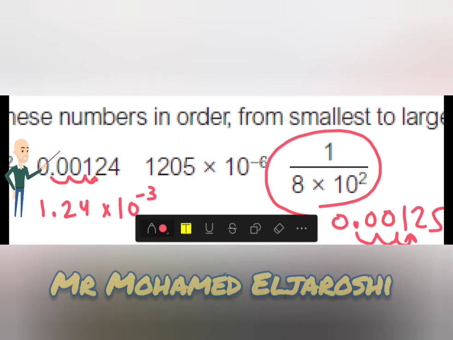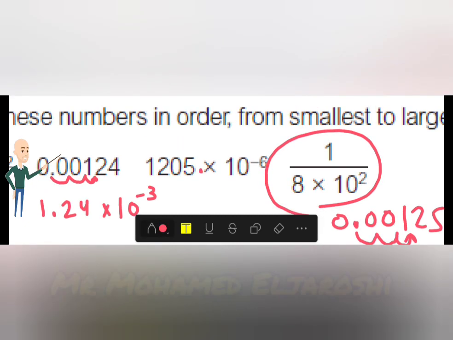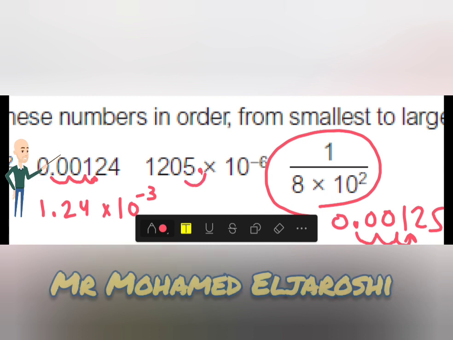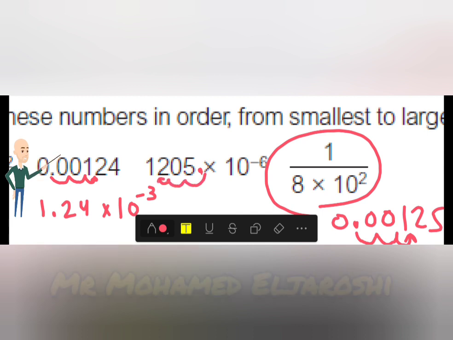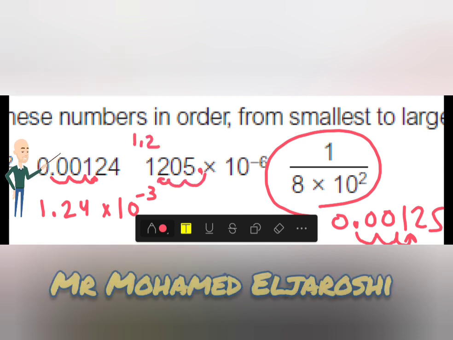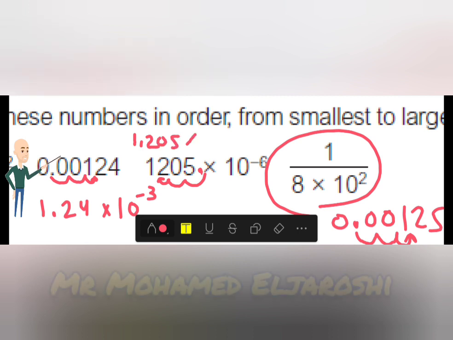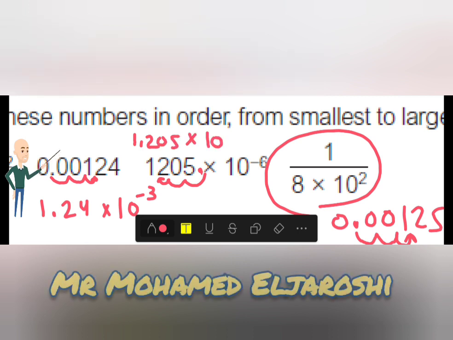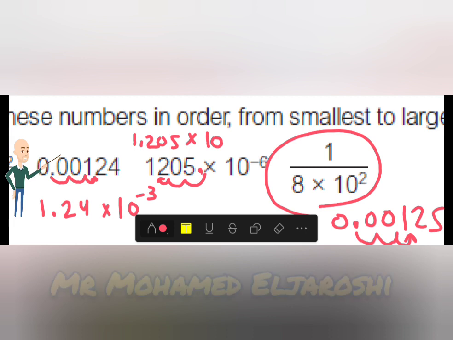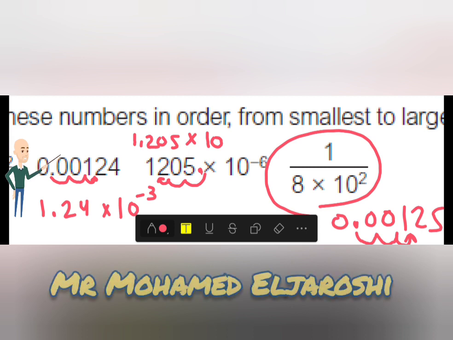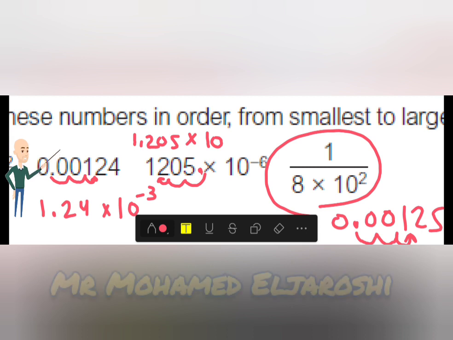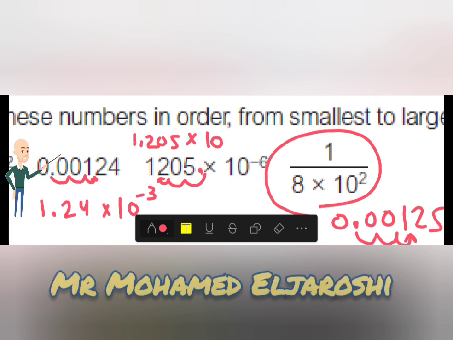Let's do it. To turn it, the decimal point is here, right? I'm going to move it 1, 2, 3. So it's going to be 1.205 multiplied by 10. And I moved it to the positive side, so I'm going to add 3 to the power because I moved 3 times. So it's going to be negative 6 plus 3. It's going to be negative 3.